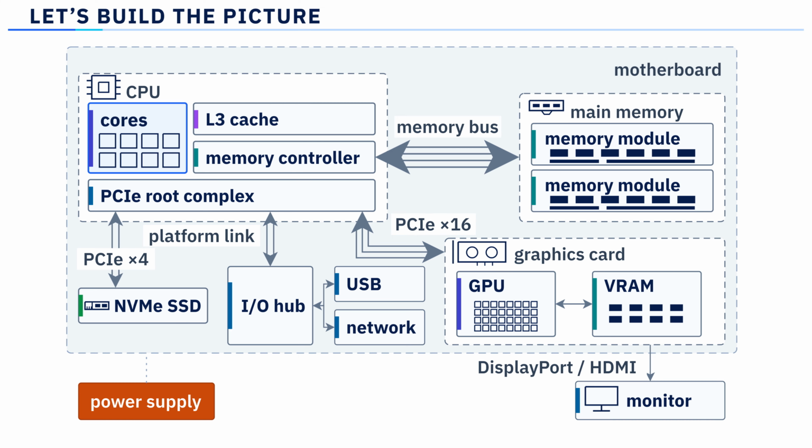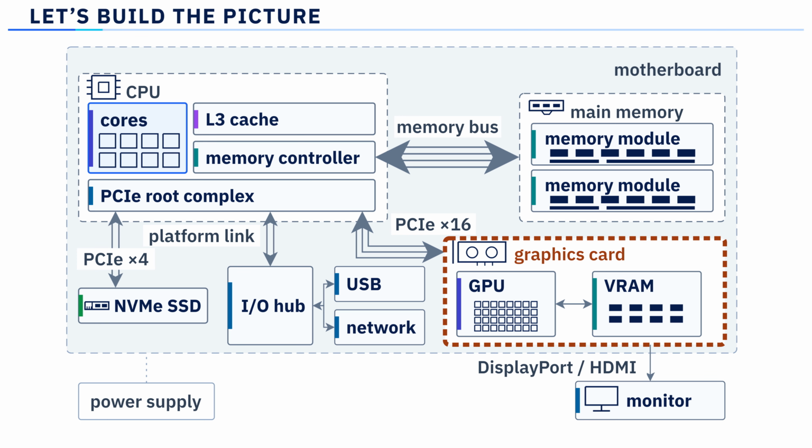Below the board is the power supply. It turns wall power into the steady low voltages every chip on this board needs. One last thing about this picture. It is a desktop with a separate graphics card. Many computers do not have one, and use graphics built into the CPU itself instead.